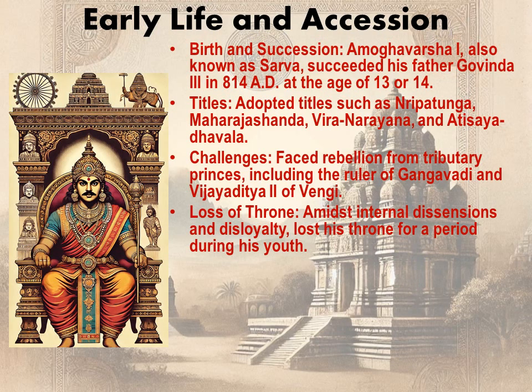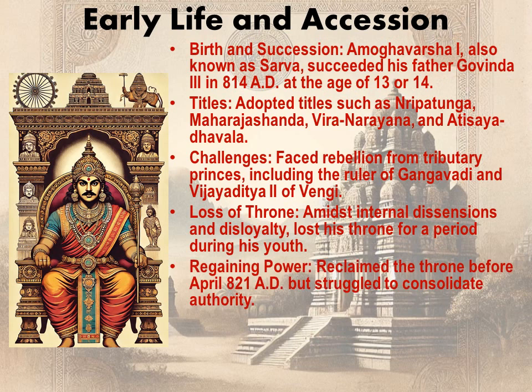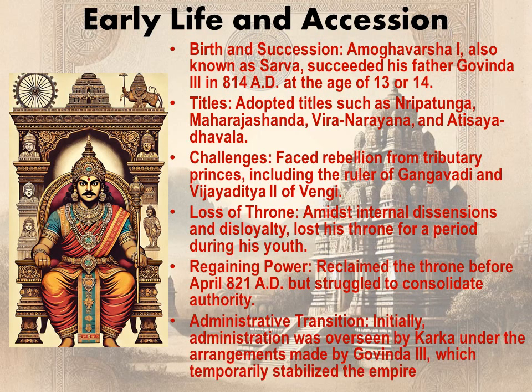Loss of throne. Amidst internal dissensions and disloyalty, he lost his throne for a period during his youth. Regaining power, he reclaimed the throne before April 821 AD but struggled to consolidate authority. Administrative transition. Initially, administration was overseen by Karka under the arrangements made by Govinda III, which temporarily stabilized the empire.